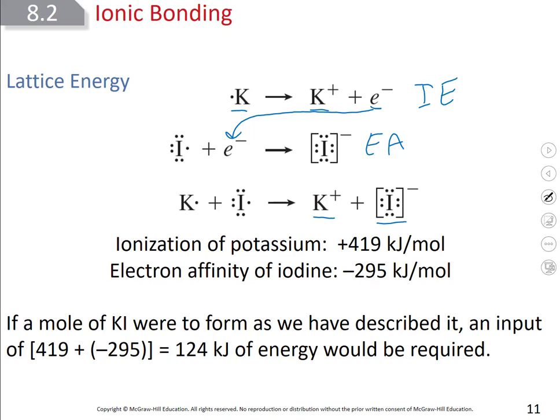There were two tables back in Chapter 7, a table for ionization energies and a table for electron affinities. So if I go back and look at that, here's the ionization energy of potassium from that table in Chapter 7, and the electron affinity for iodine back in Chapter 7. Now, why is the electron affinity shown with a negative?